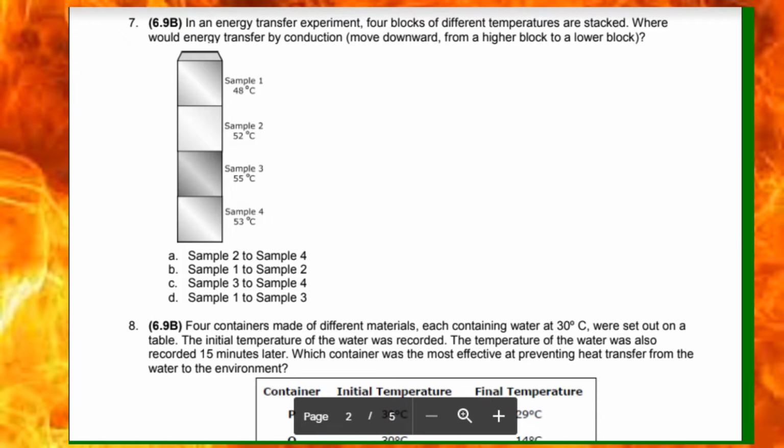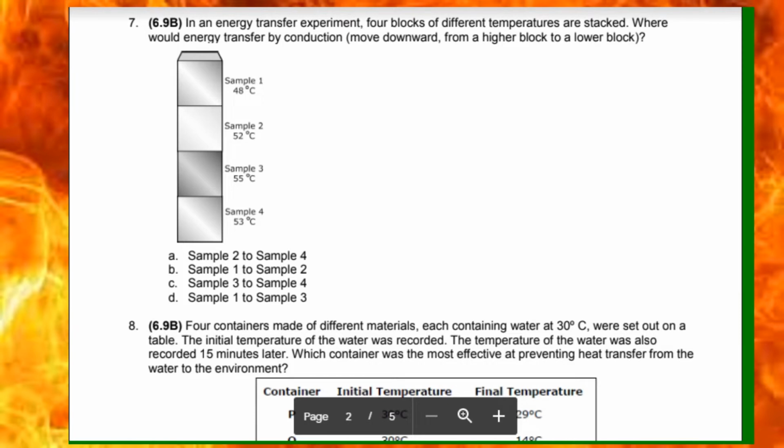Number 7, 6.9b. In an energy transfer experiment, 4 blocks of different temperatures are stacked. Where would energy transfer by conduction move downward from a higher block to a lower block? Sample 1 is at 48 degrees Celsius. Sample 2 is at 52 degrees Celsius. Sample 3 is at 55 degrees Celsius. And sample 4 is at 53 degrees Celsius.